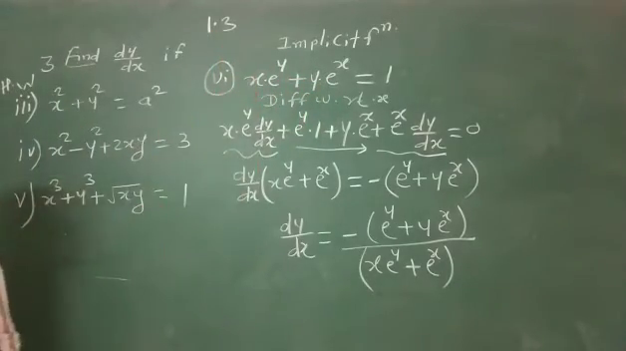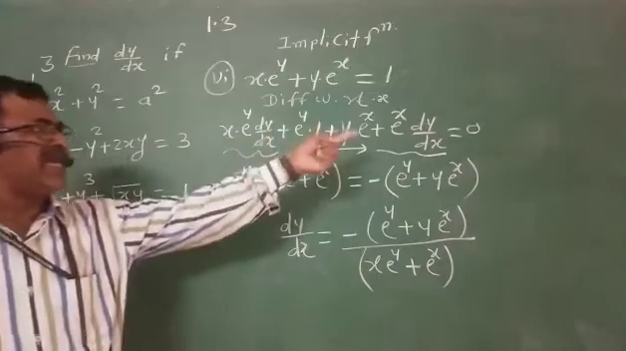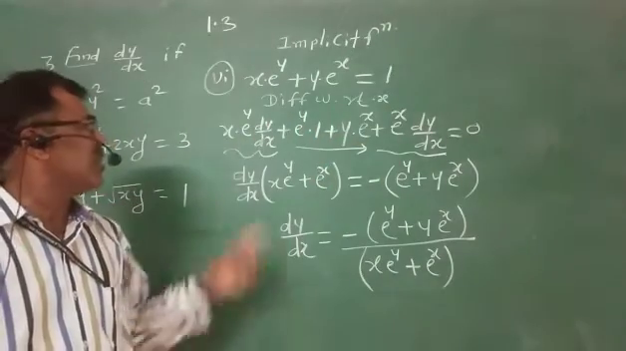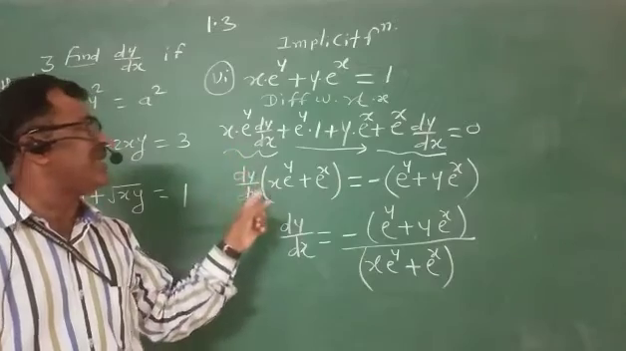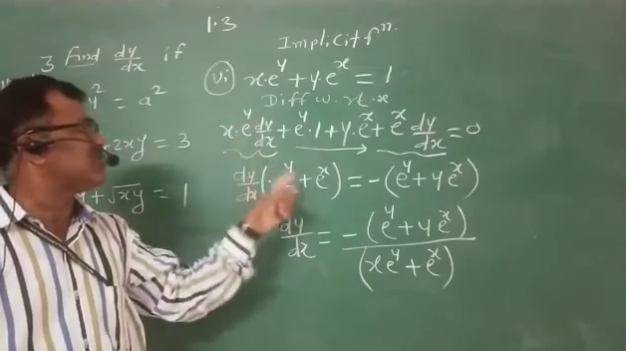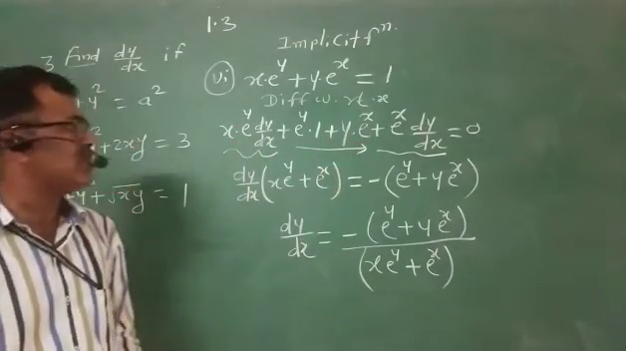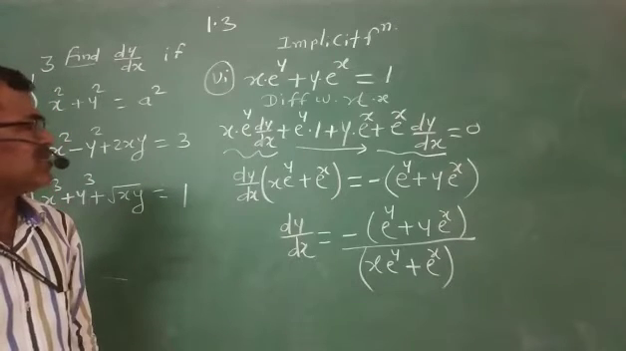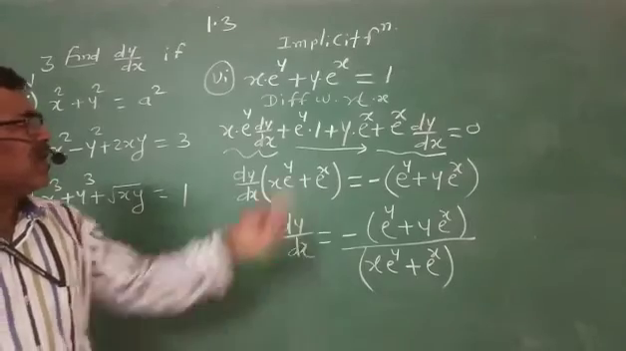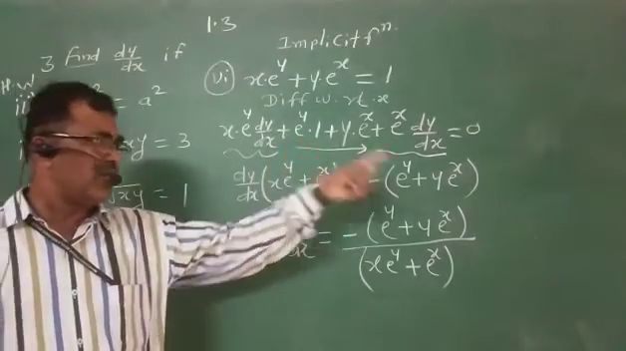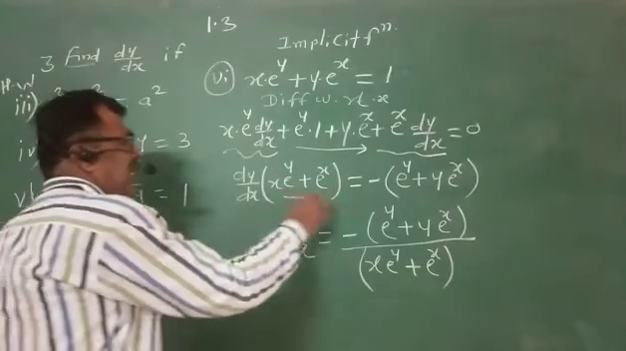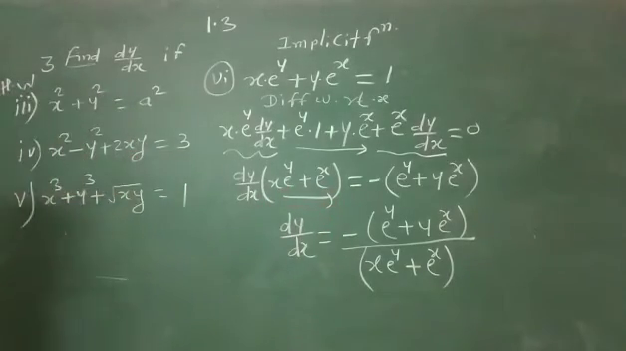Step second, take dy by dx on one side and the other terms on the other side, then take dy by dx common. x into e raised to y plus e raised to x into dy by dx equal to minus bracket e raised to y plus y e raised to x. When a term goes to the other side, the sign changes to minus; after taking common, the plus term goes to the other side and we divide.